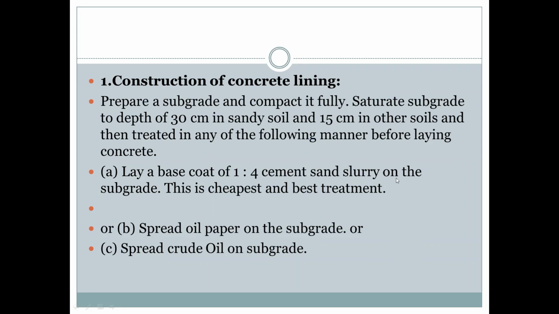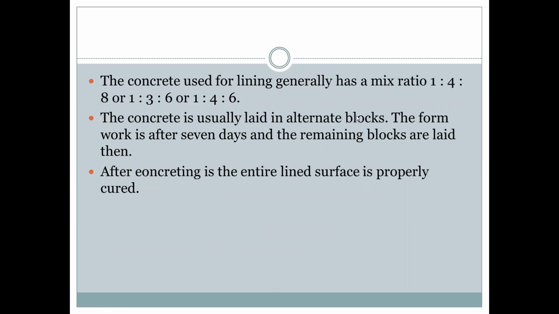with cement and slurry having proportion 1:4, or oil paper is sprayed on the subgrade, or crude oil is sprayed over the subgrade. The subgrade is compacted properly. After preparing this subgrade layer, the concrete lining is done.